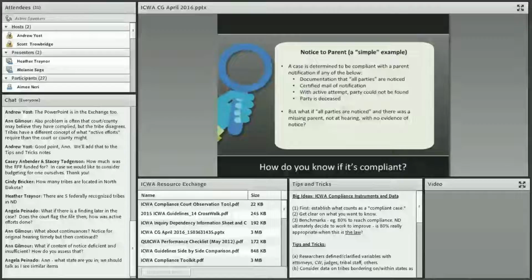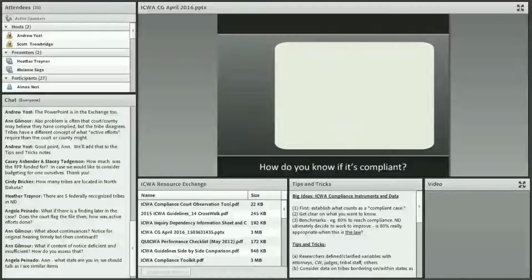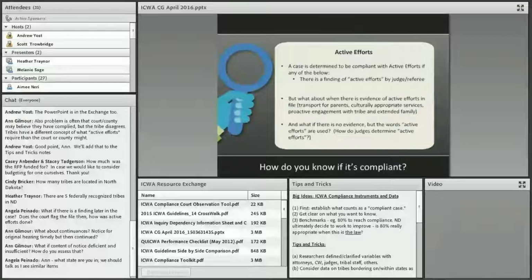So here's a more complex example. We're talking about active efforts. We said that we would determine a case to be compliant with active efforts if there was a finding of active efforts by the judge or referee. So for every case we make a notation about whether there's an active efforts finding. However, we also make a notation about whether there's a reasonable efforts finding and about whether there's evidence of active efforts but not an active efforts finding.